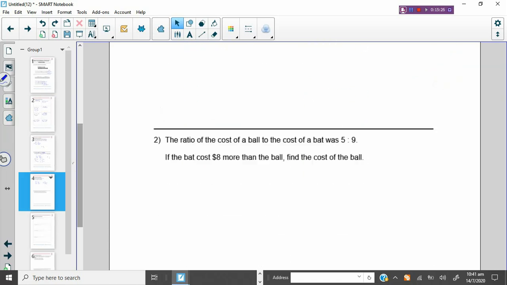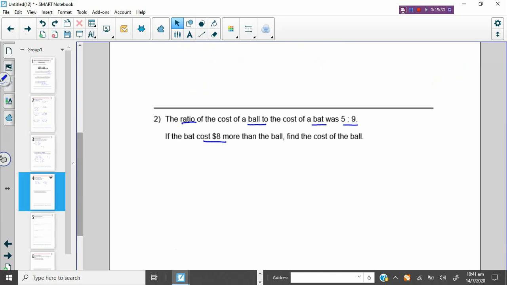Okay, now the ratio of the cost of a ball to the cost of a bat was 5:9. If the bat costs $8 more than the ball, what is the cost of the ball? So every time you see a ratio problem, you will need to label ball is to bat. Alright, so what's the ratio? The ratio is 5:9. Okay, then what do we do next? Now, does that mean the ball costs $5? No, it's a ratio again, it's a representation. It means that the ball costs 5 units and the bat costs 9 units, right?